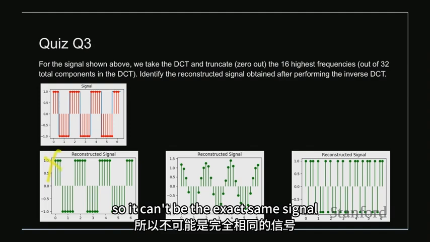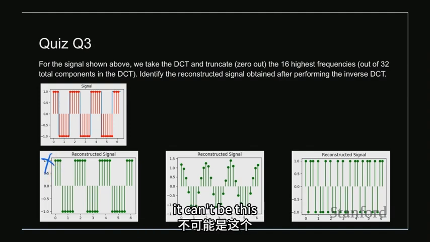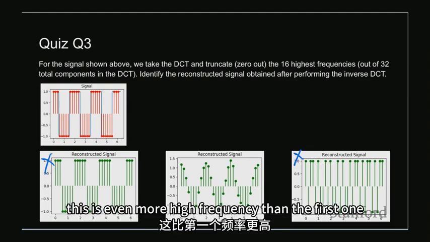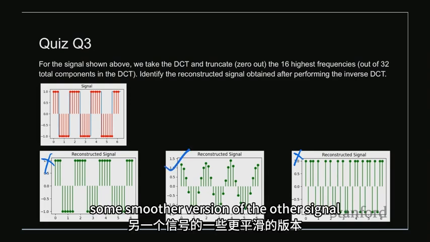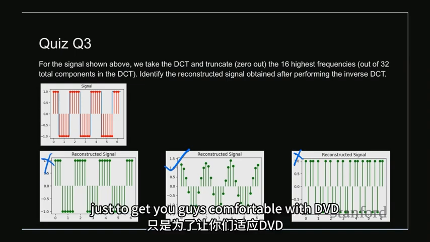So it can't be the exact same signal. It can't be this more high frequency signal, right? This is even more high frequency than the first one. Needs to be some smoothened version of the other signal. Yeah. Any questions? Quite straightforward, just to get you guys comfortable with DCT.